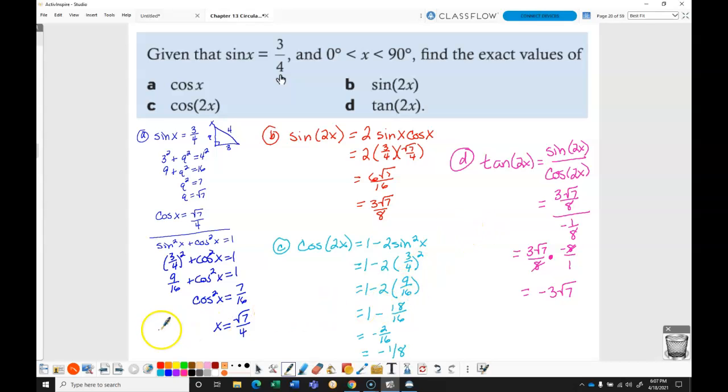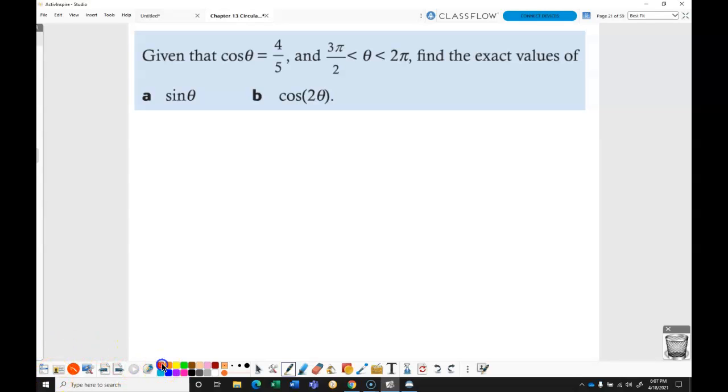All right, let's try the next one. Kind of cheated. Remember on the last one, I was given the sine, and I found the cosine by using the Pythagorean theorem. You could do that here for letter A as well. Or we could do it the way the book wants us to do it, which is saying that the sine squared plus the cosine squared should equal 1. It's going to work out to the same problem.